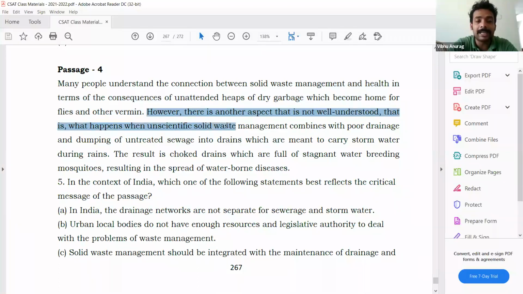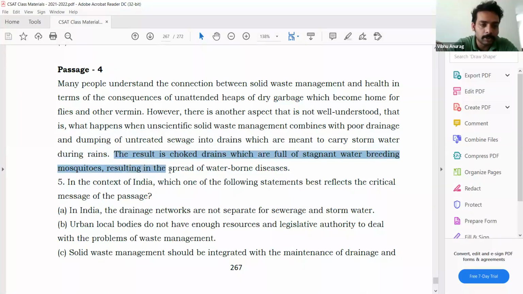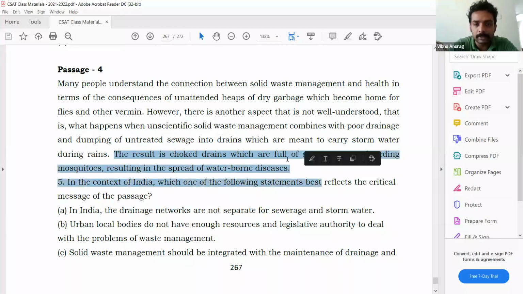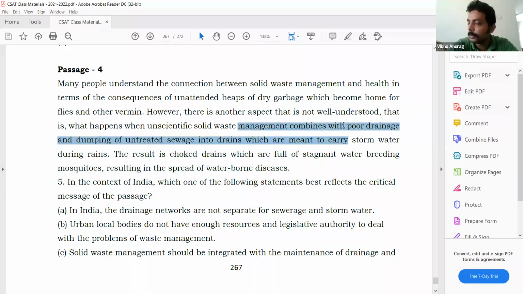That is what happens when unscientific solid waste management combines with poor drainage and dumping of untreated sewage into drains which are meant to carry storm water during rain. So when these kind of malpractices take place, what happens is not very well understood. And he explains what happens. So the result is choked drains which are full of stagnant water breeding mosquitoes, resulting in the spread of waterborne disease. So this is what happens when we have unscientific solid waste management combined with poor drainage, and untreated sewage is dumped into drains that are supposed to carry storm water. So this is the result.